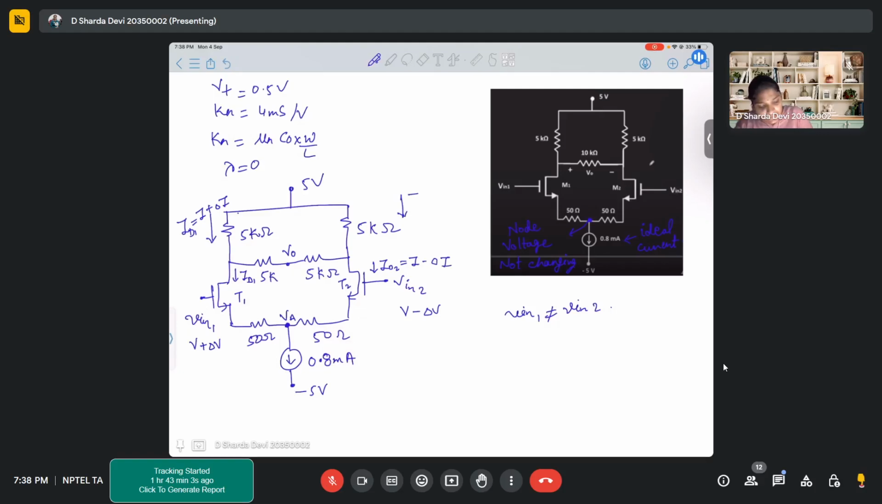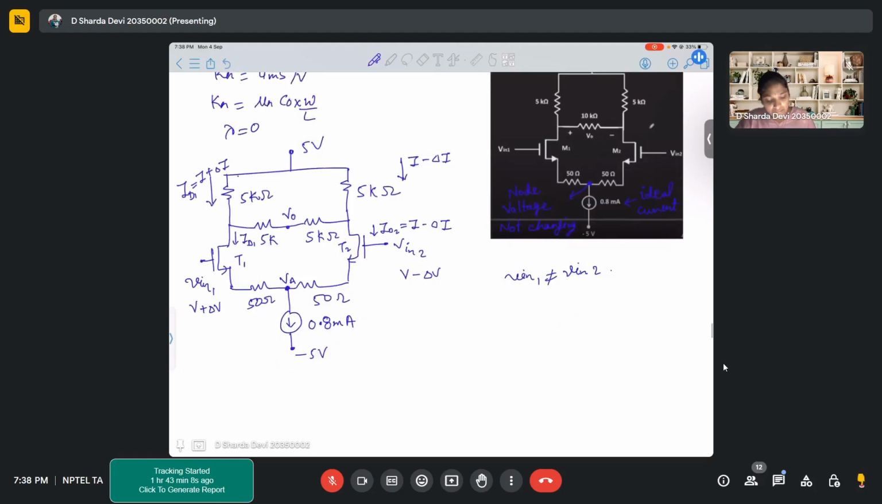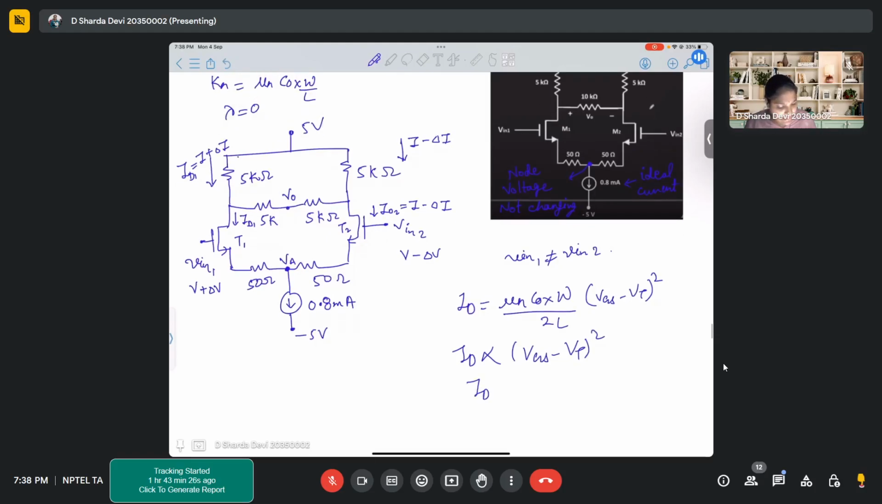So similarly, here we will have I minus delta I. Why can I write it like that? Because we know ID is mu n Cox W by 2L times VGS minus VT whole square. So ID is directly proportional to VGS minus VT whole square, or I can write it as ID directly proportional to VGS. So I know that the moment VGS increases, my current will increase. The moment VGS reduces, my current will reduce.